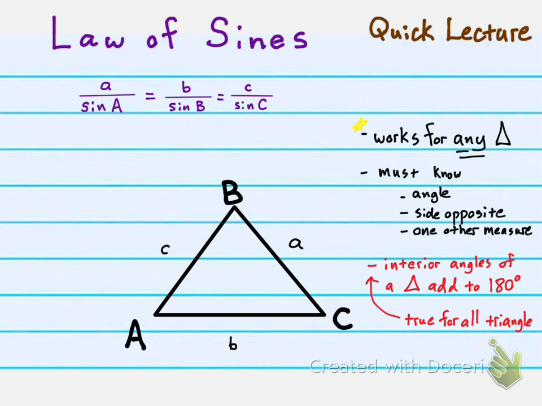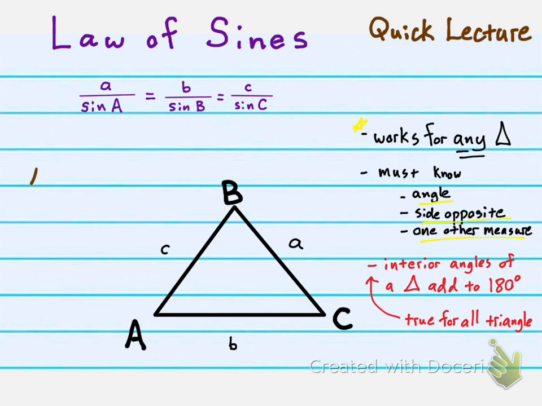The things you must know to use the law of sines: you need to know an angle, the side opposite the angle, and one other measure. So for example, maybe we have angle A, and the side opposite angle A, so we know the distance of A, and then we need one other thing. Now, here are the types of triangles you can solve with the law of sines.